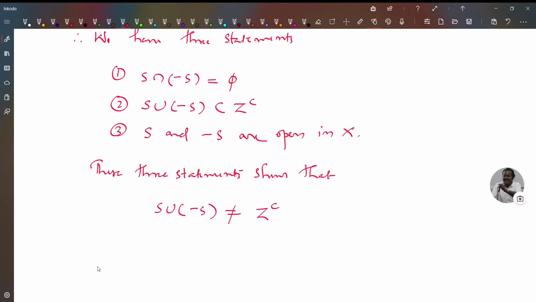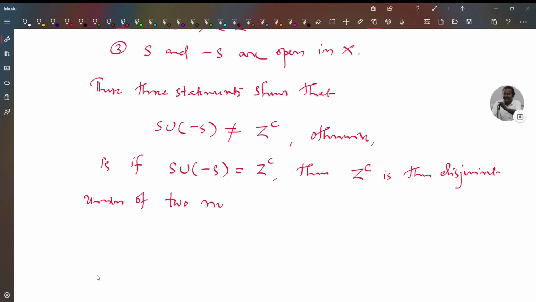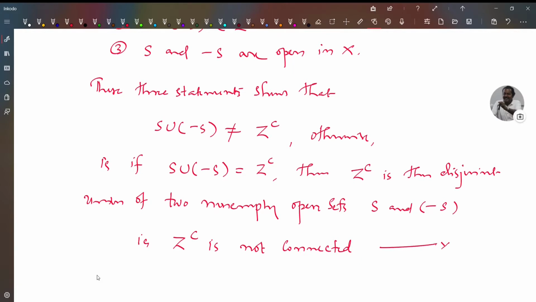Otherwise, that is, if S union minus S equal to Z complement, then Z complement is the disjoint union of two non-empty open sets S and minus S. That is, Z complement is not connected. Take it as statement star.